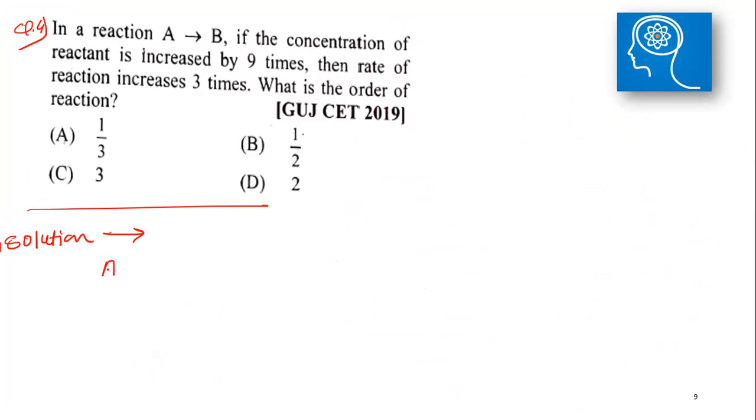if reaction, write down the given reaction A gives B. If the concentration of reactant is increased by 9 times. Concentration of reactant increased by 9 times. Reactant कुठला आहे? A. A चं concentration 9 times नी increase केलं आपण. Then the rate of reaction increases 3 times. Means new rate पण जर concentration वाढवलंय new rate 3 times नी वाढेल. What is the order of reaction? The reaction चं order find out.